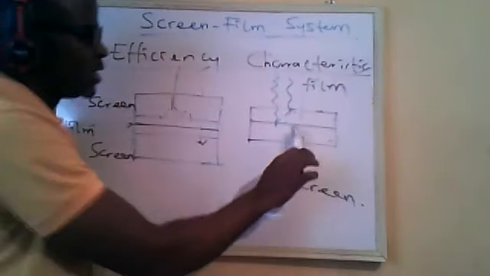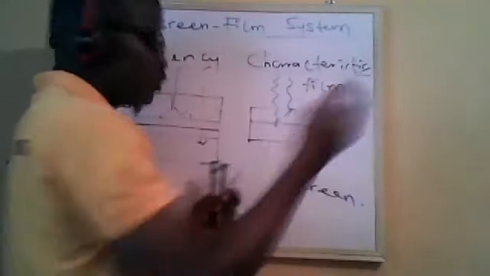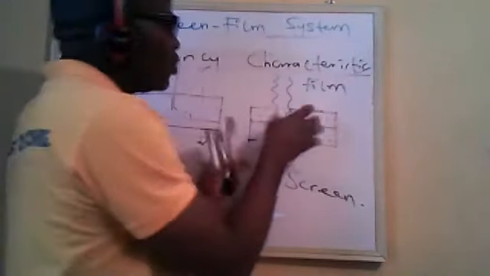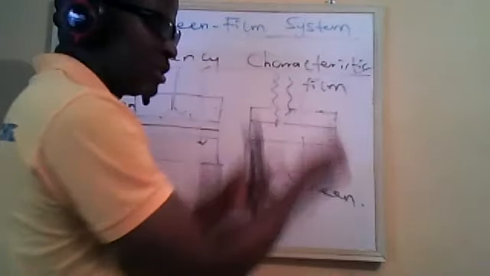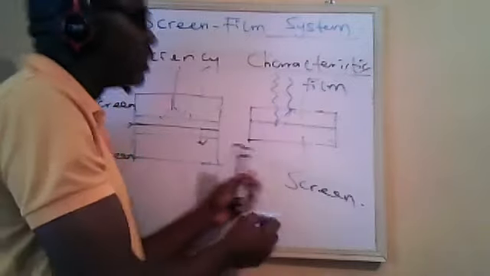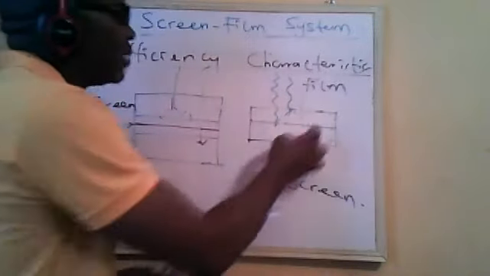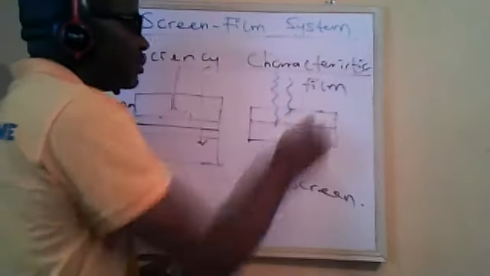So the screen interacts. Immediately they get to this interface, they begin to give up light because most of them will interact at the surface. They don't travel so much, though some will still travel, but most of them will interact at the surface here and begin to affect the film here.